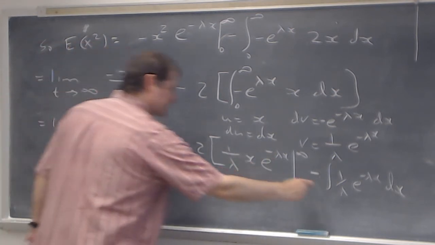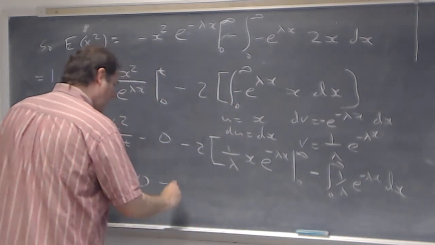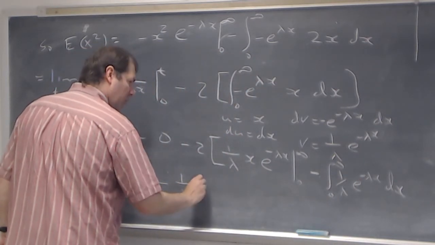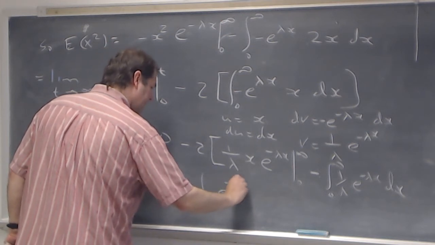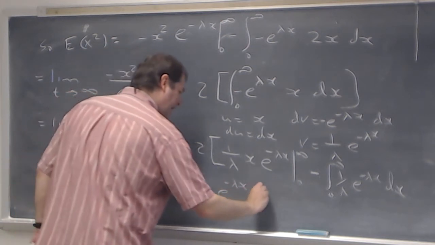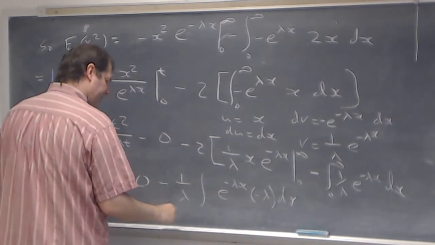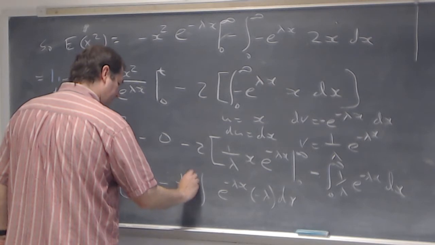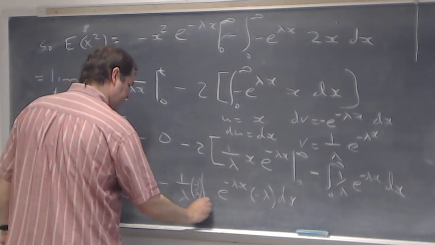Minus, so this integral right here, we have to put from 0 to infinity. That's what we're working on. You can pull out the 1 over lambda, and what we need is e to the minus lambda x, which is what we have. We need a minus lambda. Let's put that in, dx. And to compensate for that minus lambda, we're going to put a minus 1 over lambda out front, from 0 to infinity.